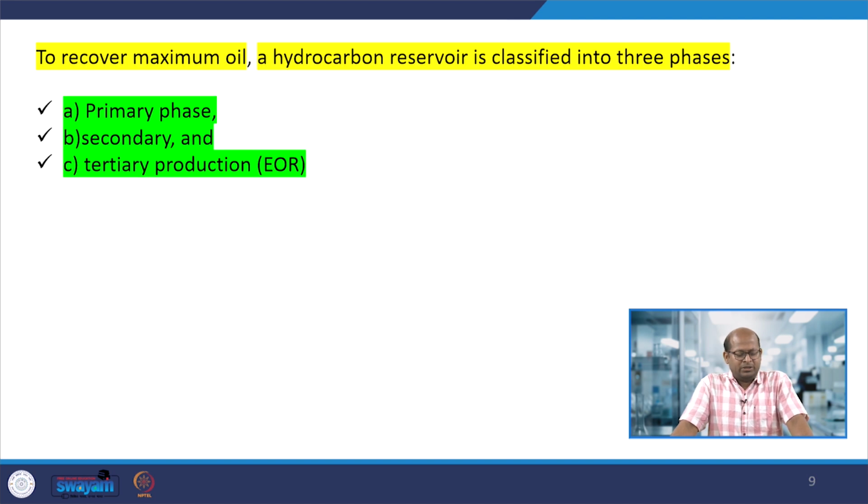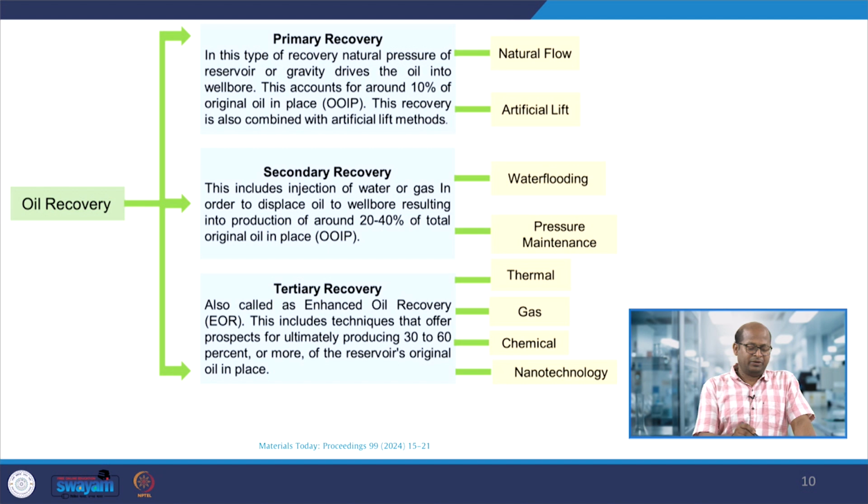So here, the basics about oil recovery: there is the primary phase, secondary phase and tertiary phase. In the primary phase we can get the oil that is present in the reservoir, in the secondary phase we can recover some more oil, and tertiary production is required to increase the recovered oil. So here we show the three different phases of oil recovery: primary, secondary and tertiary.